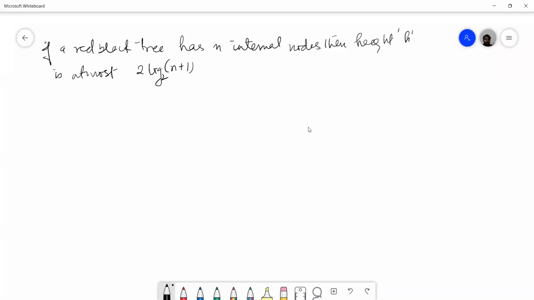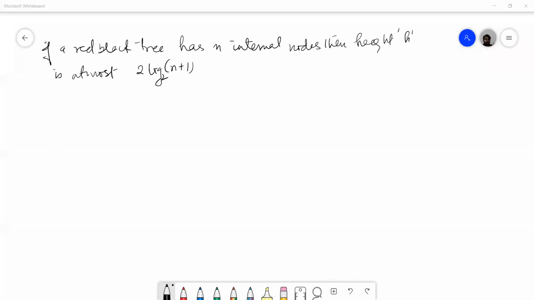So here height means, basically black height, because whenever we talk about red black tree, we are interested in the black height of the tree. And what is the meaning of black height? Black height means the number of black nodes from root to leaf on any path, because obviously they are the same. Okay, so this we have to prove.